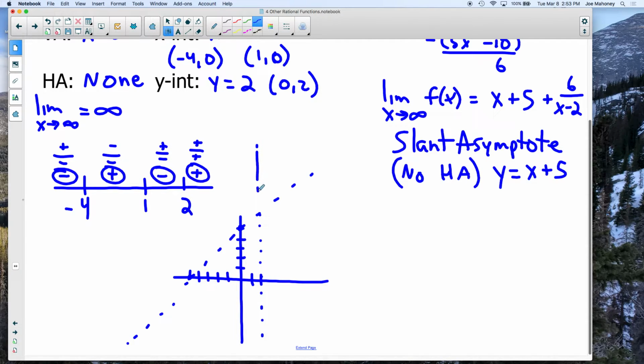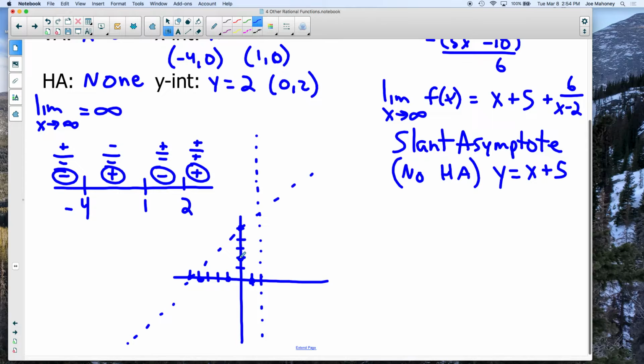I'm going to extend my vertical asymptote a little bit as well. I also have an x-intercept at -4, and I have an x-intercept at -1, and I have a y-intercept at +2.